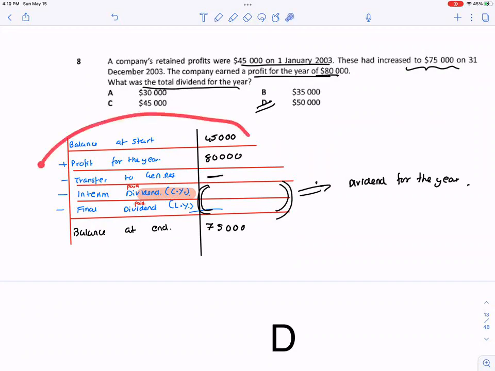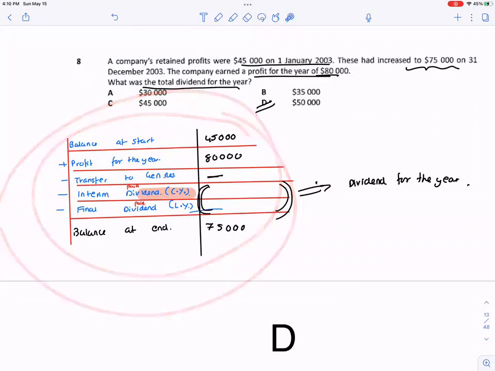What is the format of retained earnings? Balance at start, plus profit of the year, minus transfer to general reserve, minus interim dividend of current year, minus final dividend last year. You get the balance at the end.